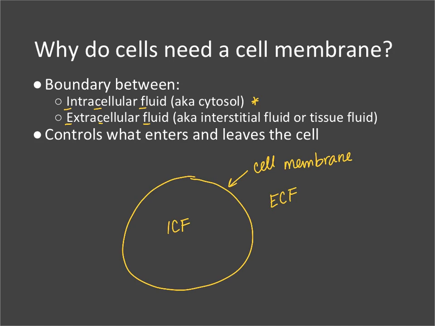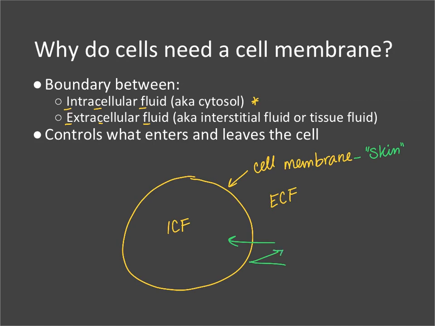Now, different substances have to be able to enter and leave the cell, but there are other substances that maybe should not be able to get into the cell. And so that's where the cell membrane comes into play. It's kind of like a skin in the sense that some stuff can cross through it, other stuff cannot.